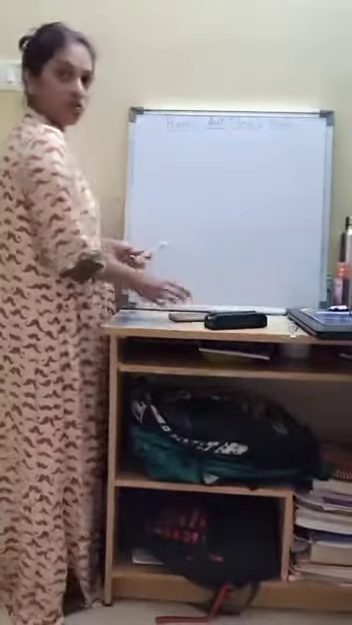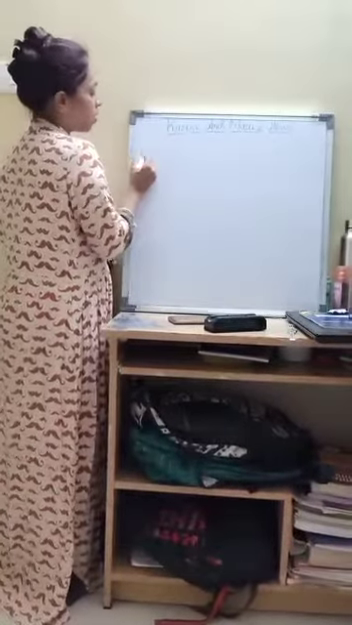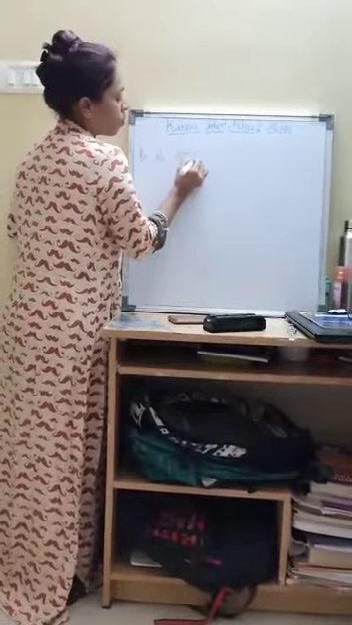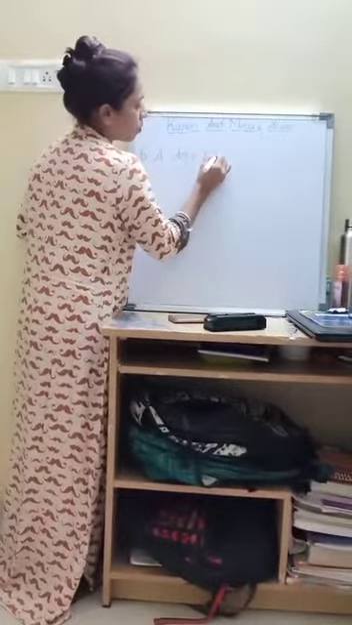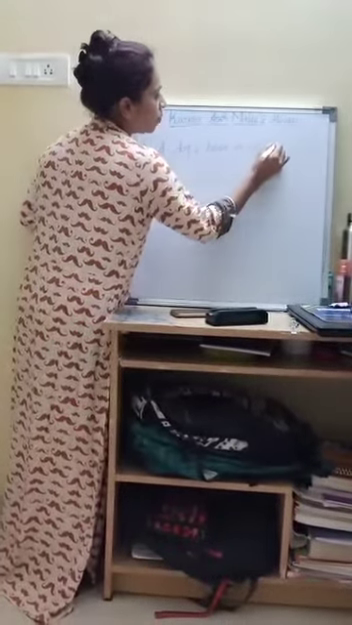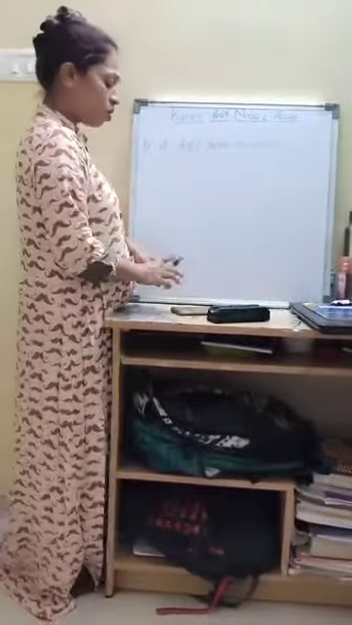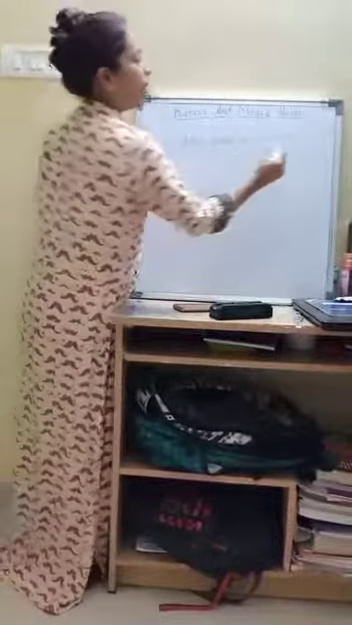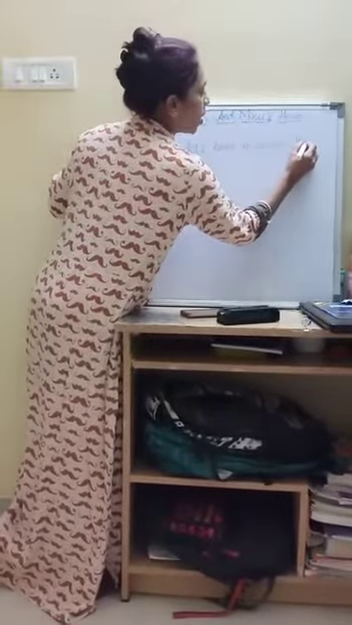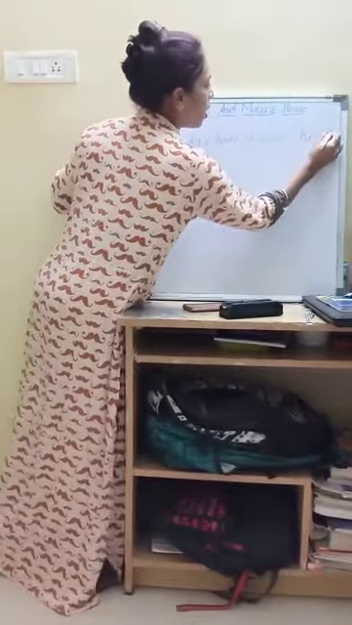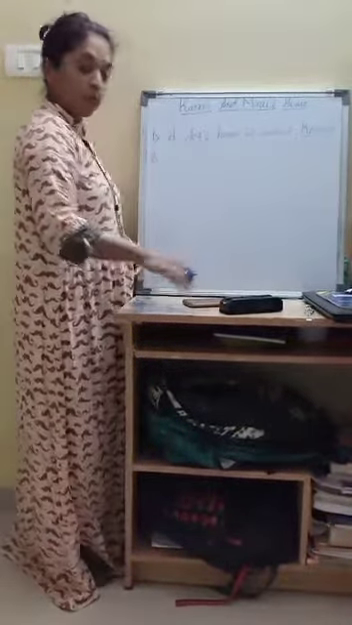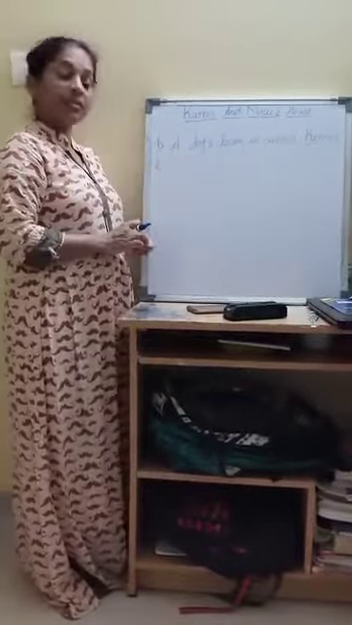A dog's house is called as what? Kennel. Kennel means K-E-N-N-E-L. We have a small house in our compound for the dog, that is called a kennel.